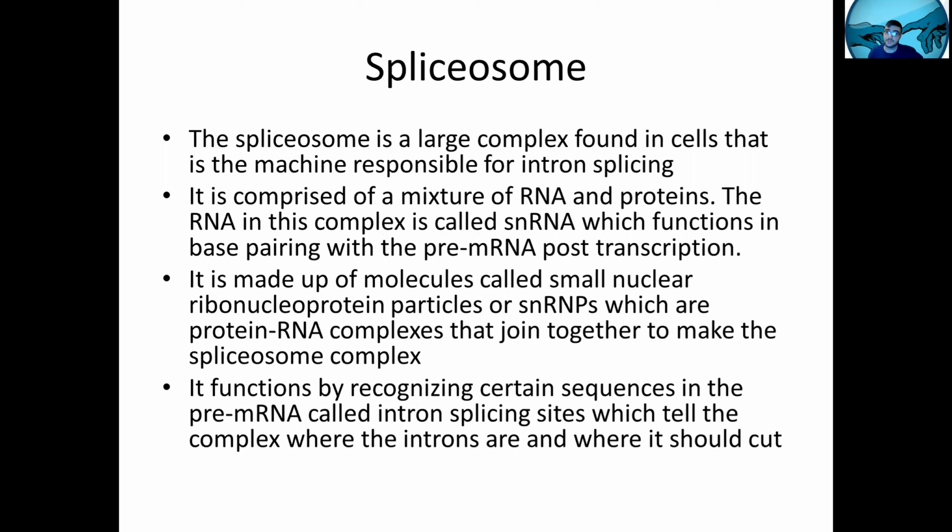Okay, lastly, let's talk about the spliceosome. The spliceosome is a large complex found in cells that is the machine responsible for intron splicing. It is comprised of a mixture of RNA and proteins. The RNA in this complex is called snRNA, which functions in base pairing with the pre-mRNA post-transcription. Again, once the pre-mRNA comes out of transcription, it gets modified.